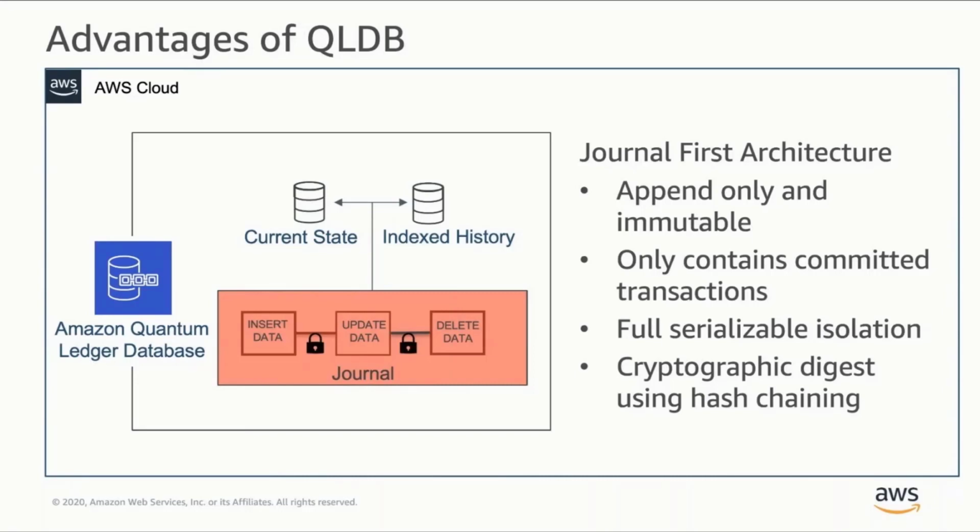As a transaction is committed to the journal, a cryptographic digest, SHA-256, is computed and stored as part of the transaction in a block. This is a one-way hash function that produces a unique fixed-length signature. There is no way to reverse that signature and reproduce the original document just from that hash. QLDB uses hash chaining, and that means each time a new block is added, the hash for that block is combined with the previous chained block.